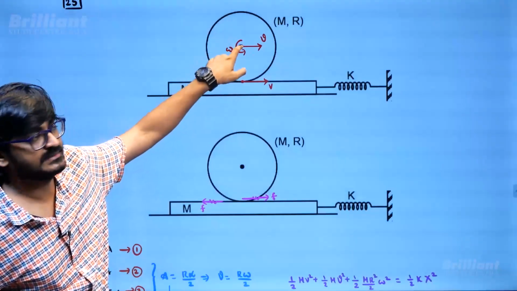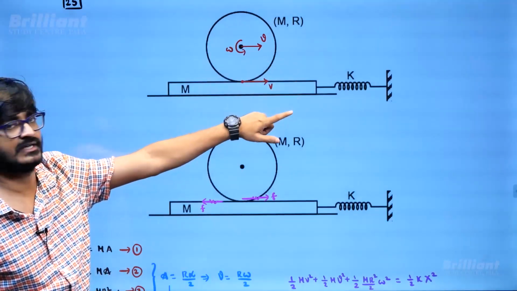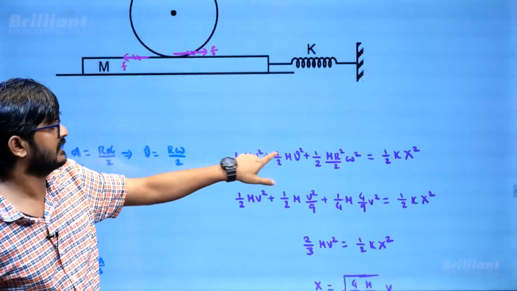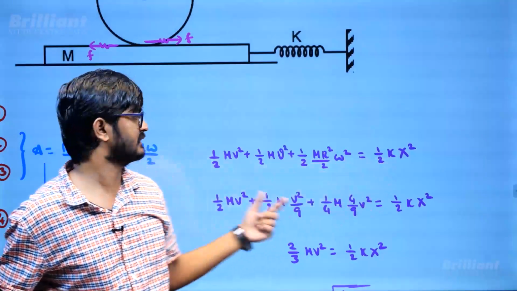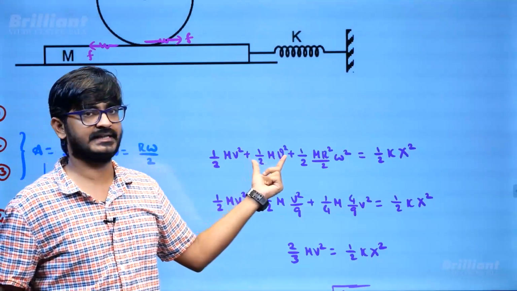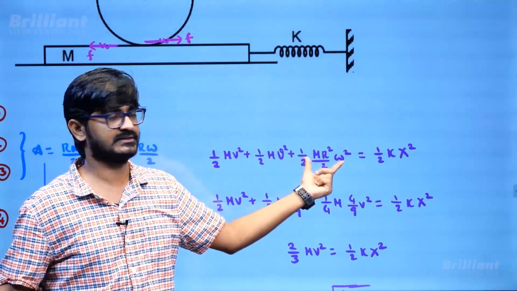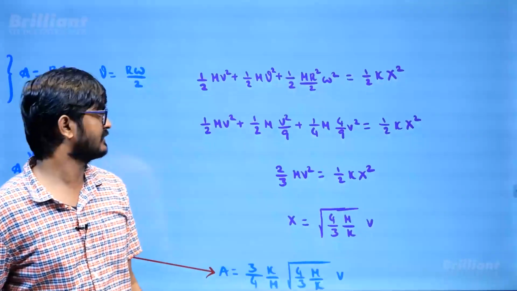Now this maximum kinetic energy is going to convert as potential energy, right? So that I can find the amplitude. That kinetic energy is being converted as potential energy. Kinetic energy of the plank plus translational kinetic energy of the disc plus rotational kinetic energy of the disc will be converted as potential energy in the spring.